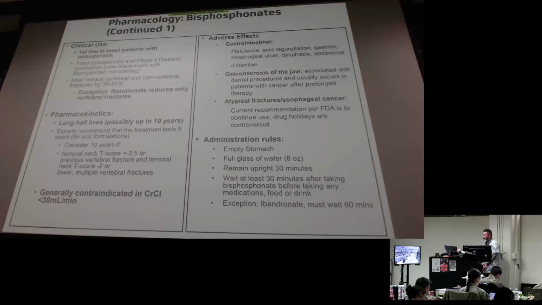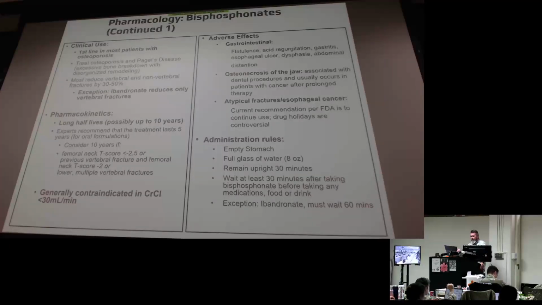Adverse effects. So the GI ones are pretty severe. The acidic regurgitation is the main reason why folks are sitting up in a chair for 30 minutes, right? And why you can get esophagitis if you don't follow the instructions on how to take them. Gastritis, esophageal ulcers, dysphagia. What's dysphagia? Pain or difficulty? There you go. All right, and then abdominal distension.